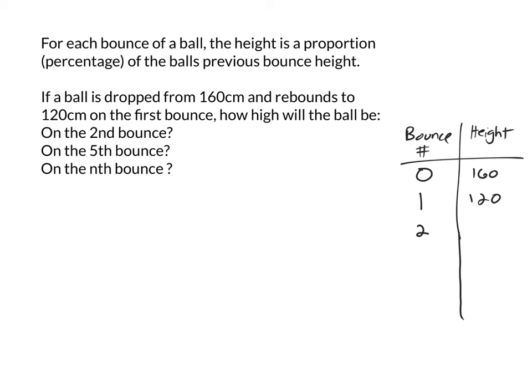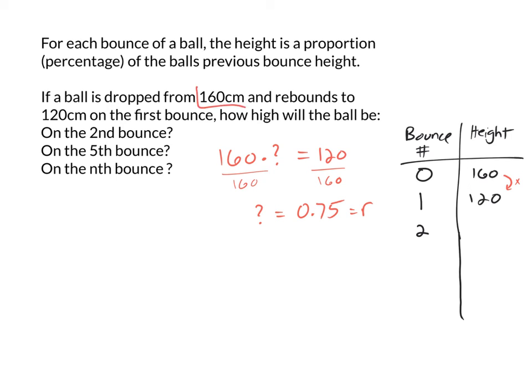But notice, this is an exponential equation, which it tells me, because it's a proportion or a percentage of the ball's previous bounce. I have to figure out what do I have to multiply here? 160 times what equals 120? I can use basic algebra 1 skills. Divide by 160, divide by 160. My bounce rate is 120 divided by 160, which is 0.75. So this is actually my growth rate.